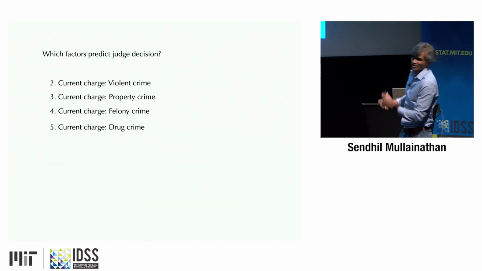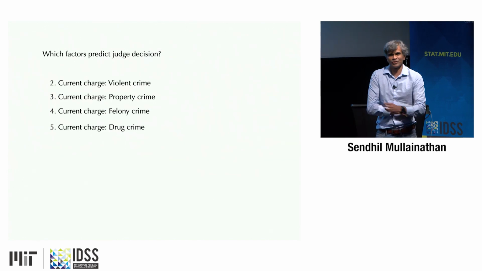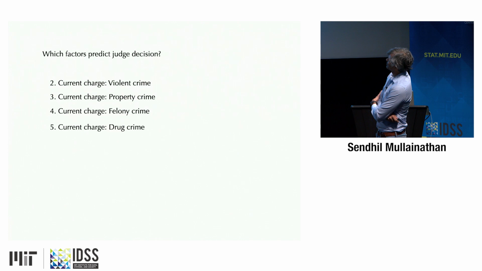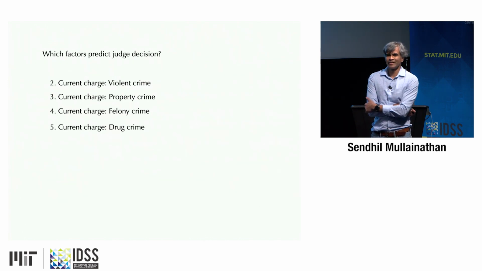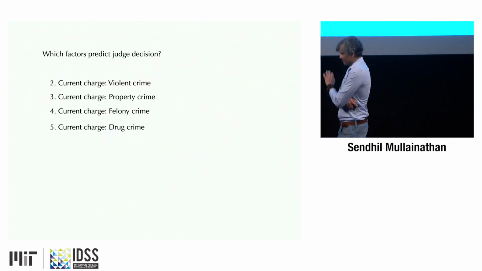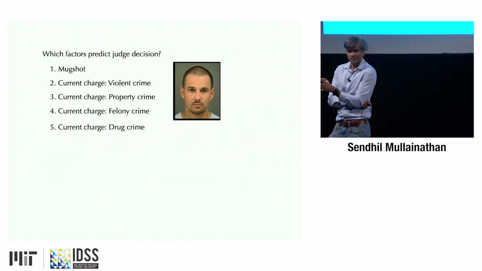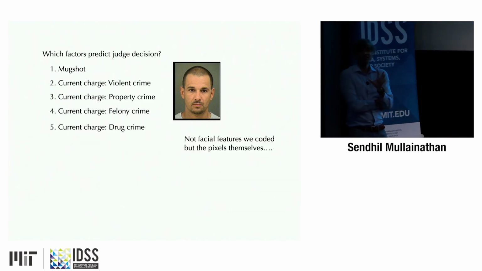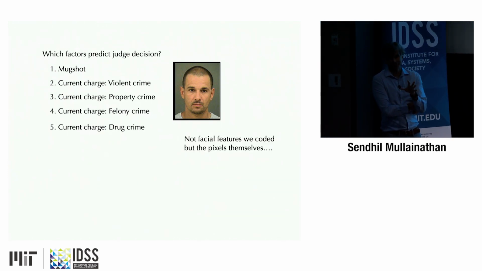Kind of makes you curious what number 1 is, and it made us think, oh, I wonder which current charge is missing from this list. People usually are like, oh, maybe it's murder, maybe it's something. In fact, it turns out the number 1 most important factor for predicting the judge decision is the current charge of having the wrong face. So the pixels in the mugshot are extremely predictive of who the judge will jail.